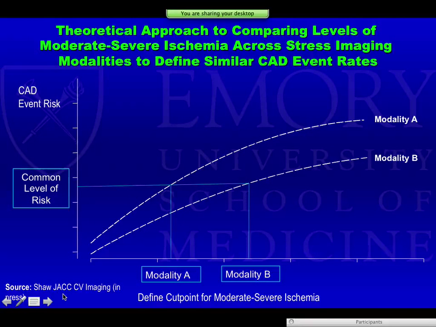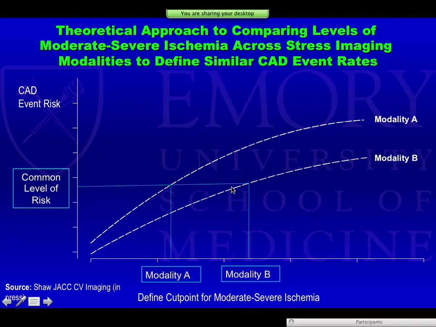This paper is in press in JACC Imaging. A number of people participated in this paper. It took me so long because there were a lot of people who were firmly against the fact that we could compare the amount of risk. The concept behind this is that we decided to choose a common level of risk and to go to each of the modalities and find out what that level of ischemia was.